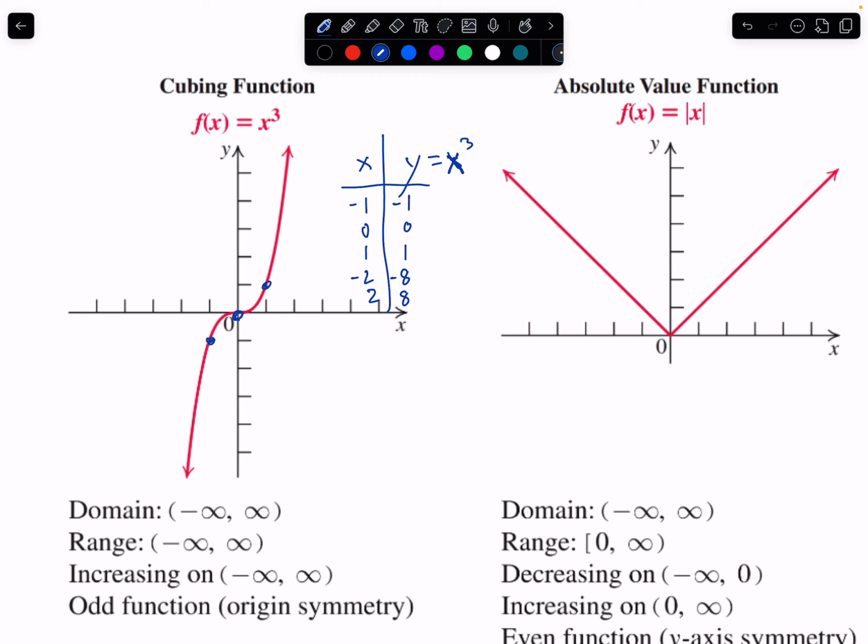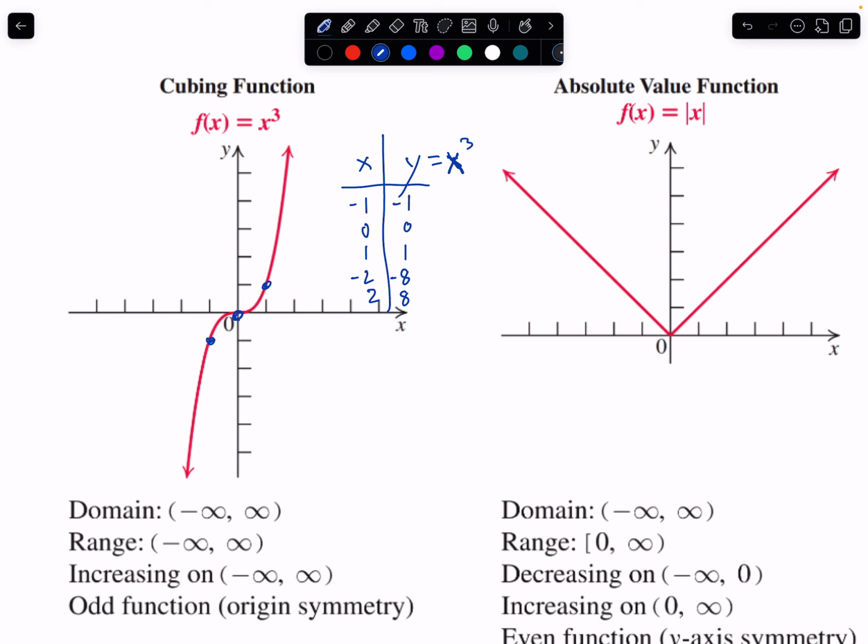So I got 0, 0. I got 1, 1, -1, -1. I've got 2, 8. This is 2, 1, 2, 3, 4, 5, 6, 7, 8. So 8 would actually be up here. And then -2, -8 down there. Yeah. Something like that. Okay. So we got the picture.